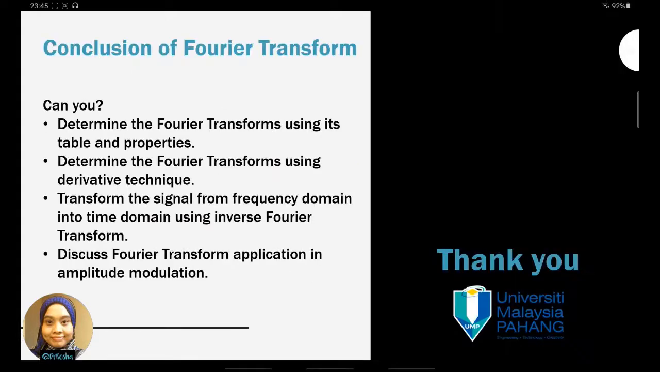Okay, so I think that's it for this chapter. As a conclusion, I hope that you already know how to determine the Fourier transform using the table and the properties I already explained in class, and also determine the Fourier transform using the derivative technique, as well as how to get the inverse Fourier transform from the signal in the frequency domain to the time domain, and how to apply the Fourier transform in real applications, such as amplitude modulation signals.